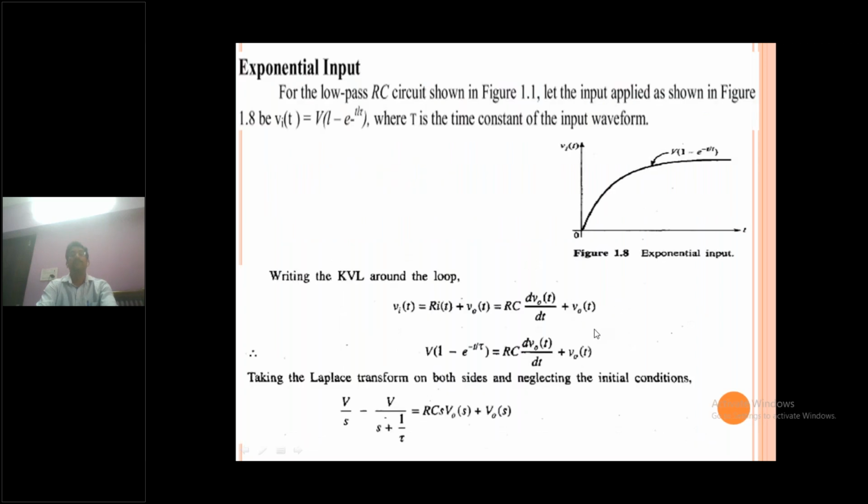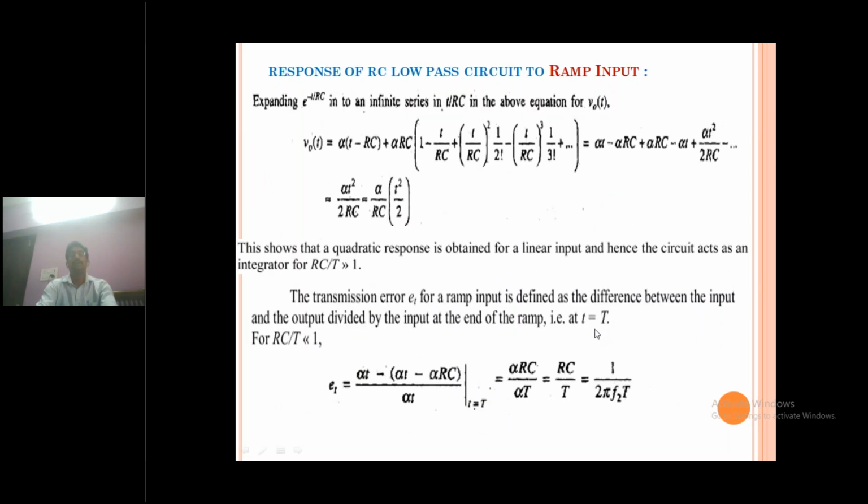One more thing to mention here: what is the transmission error? Generally, the transmission error is the difference between the input applied to any circuit and the output you get, divided by the input, at t = capital T, that is, the final value of time. Simplifying at t = capital T, that equals RC by capital T.